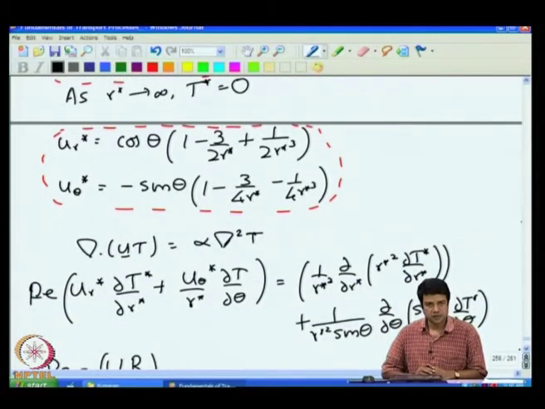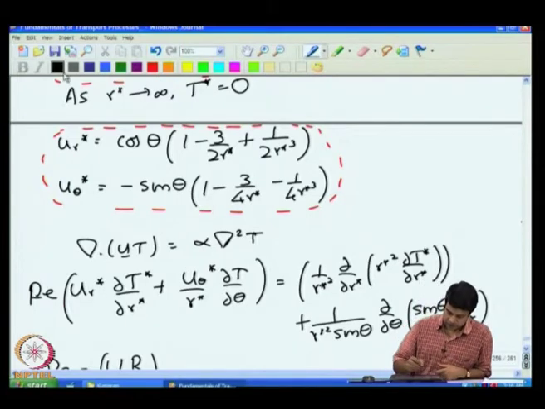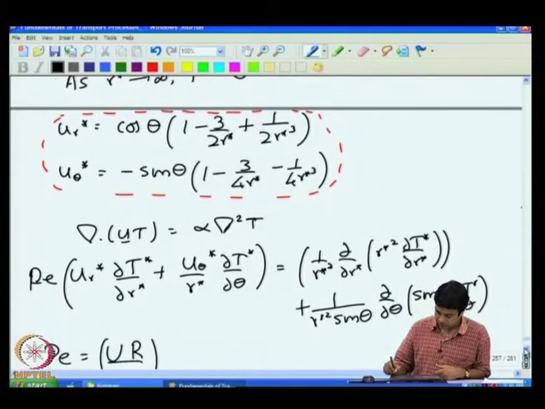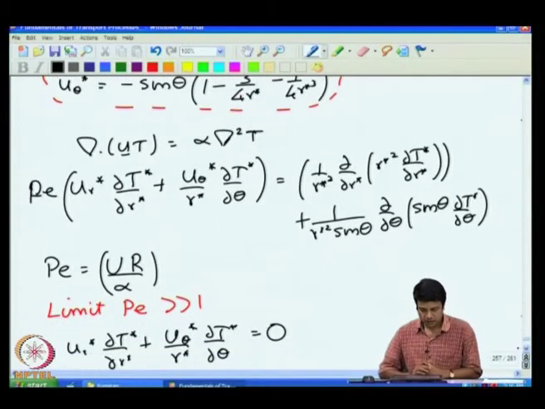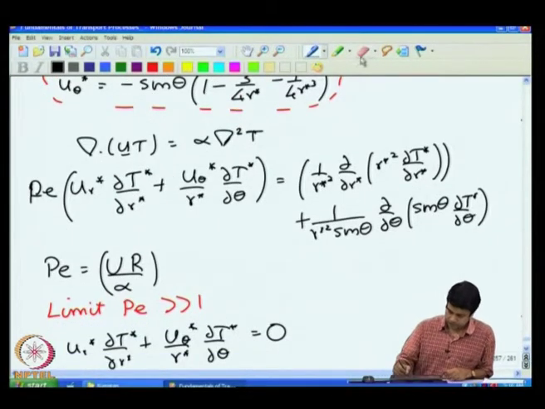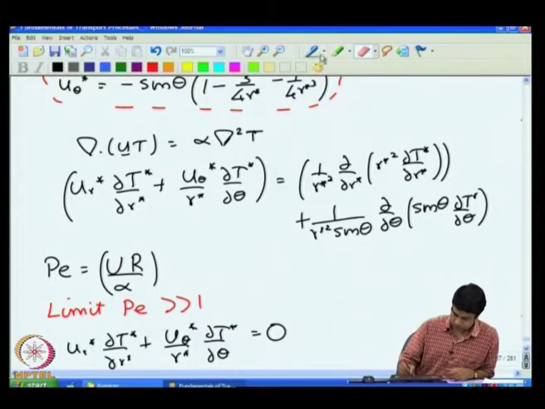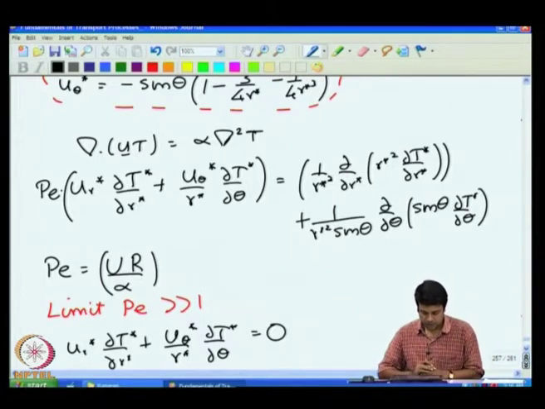The convection diffusion equation at steady state, del dot u T is equal to alpha del square T, when expressed in terms of the r theta coordinates and scaled coordinates, I have the Peclet number times u dot grad T is equal to del square T. Okay. Where the Peclet number is U times capital R by alpha. In this case, the velocity scale is U, the length scale is the radius capital R. Okay.